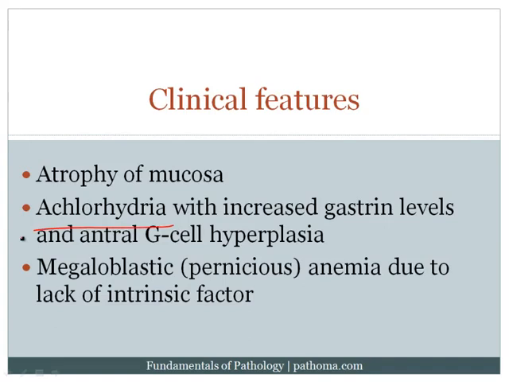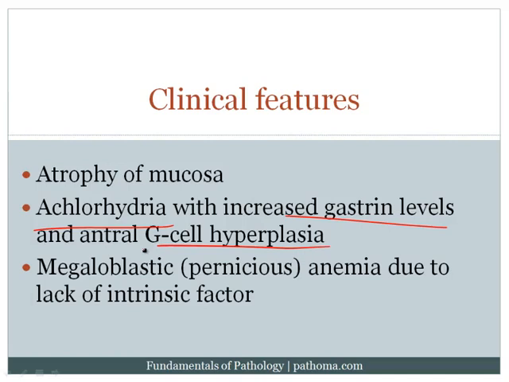Now, of course, if there's achlorhydria, you won't have good acid in the stomach, and so the gastrin levels will increase because you've lost the negative feedback. Gastrin is the key molecule that drives the parietal cells to produce acid. So if there's low acid, there's going to be increased gastrin trying to make extra acid. And that increased gastrin level will also be associated with G-cell hyperplasia in the antrum.